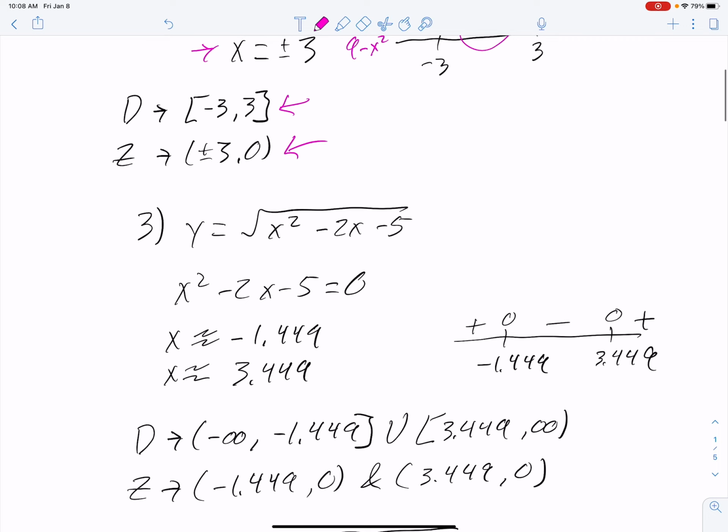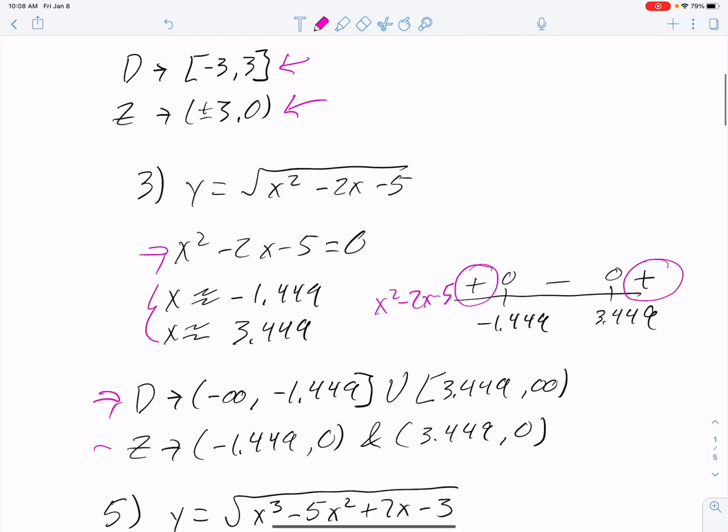Number 3 is not factorable when you set what's inside the square root equal to 0. So go ahead and use your polynomial solver or your graph to come up with the zeros. Again, we are not making a sign pattern of the square root, we're making a sign pattern of what's inside the square root. And anywhere that is positive on that sign pattern is going to create our domain. So -∞ to -1.449 with a bracket, because 0 is okay inside the square root, in union with 3.449 on to infinity. And then of course I list my two zeros.